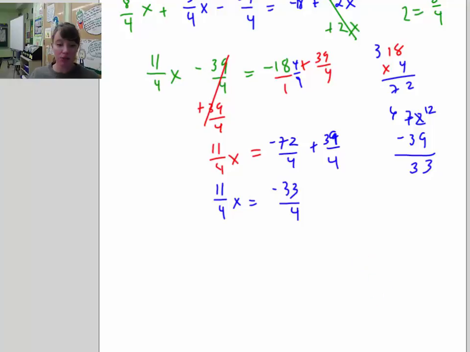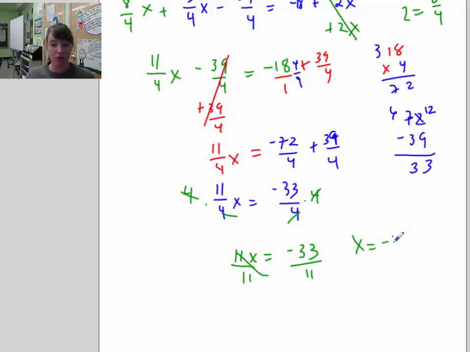Okay? And actually what I could do if I wanted to, since they both have 4, let me just go ahead and multiply each side by 4, and that cancels the denominators on both sides. I'm allowed to do that because I've done the same thing on both sides. Okay? And let's divide each side by 11, and I get x is equal to negative 3.